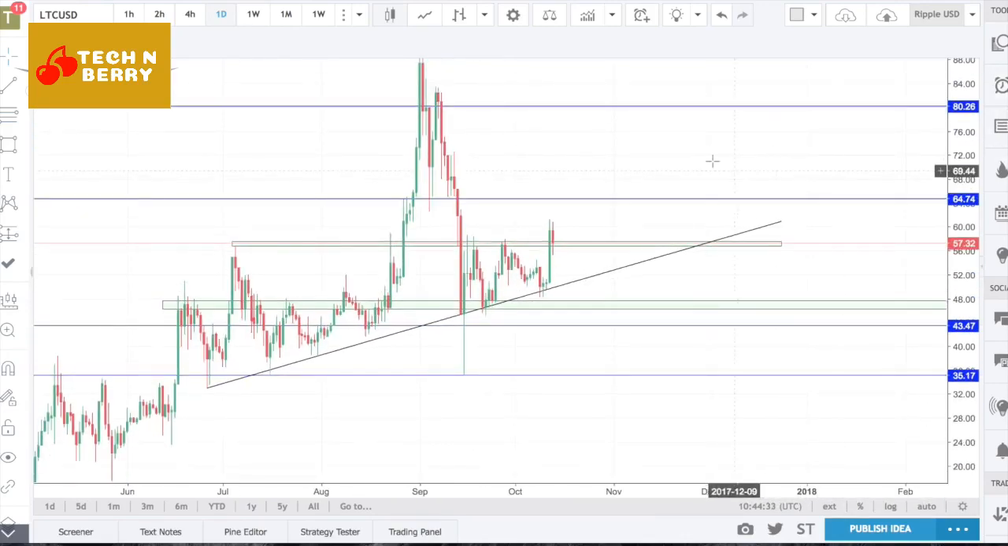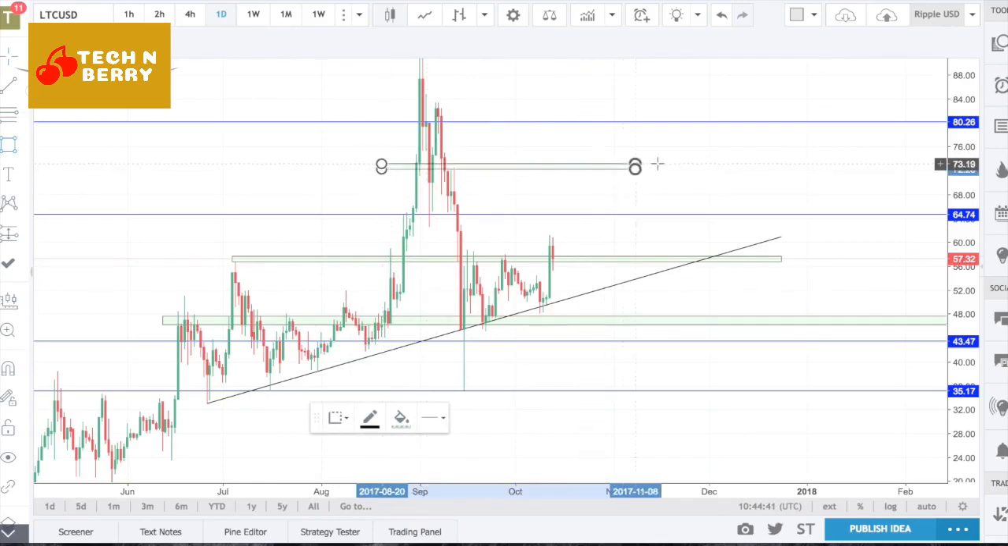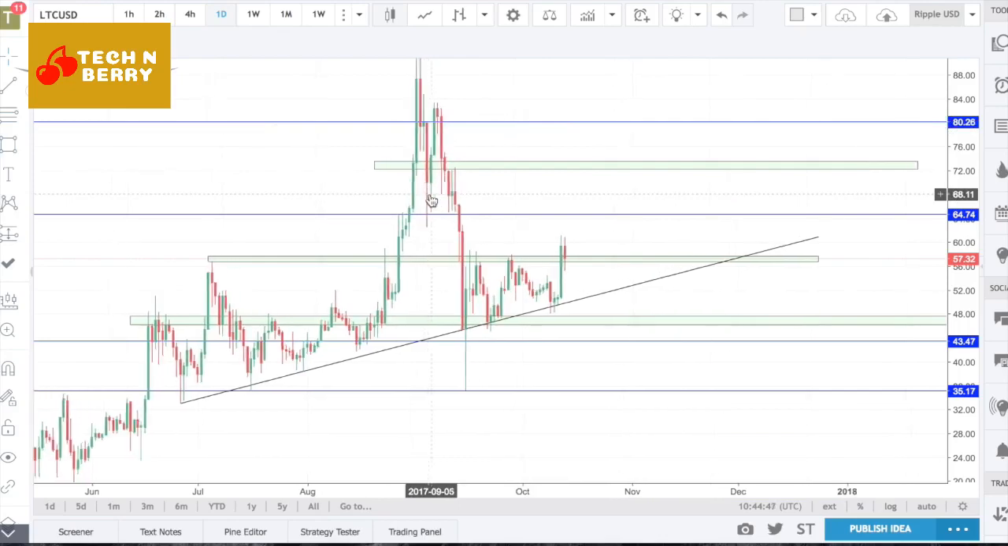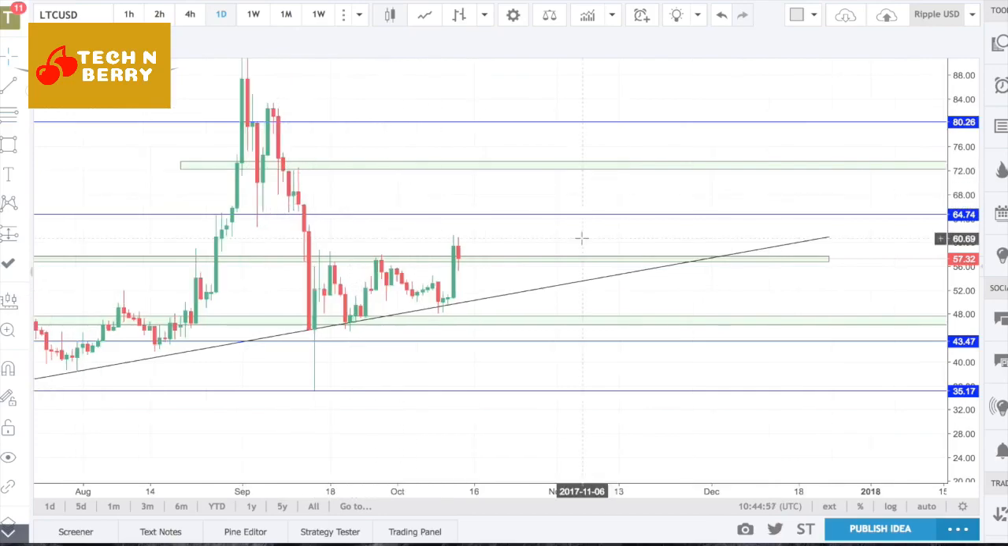Now this region here is just an empty zone. For me, there may be this here. This may be another level, but it doesn't seem strong enough to actually sustain. The price action here was way too quick to consider a key level of support and resistance. So what we can do is highlight this zone as a potential.